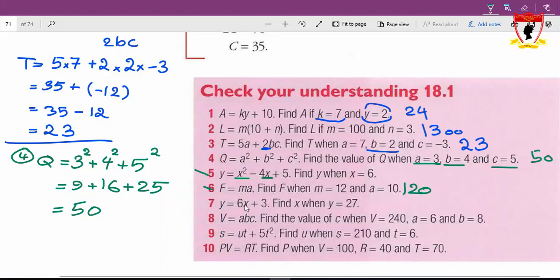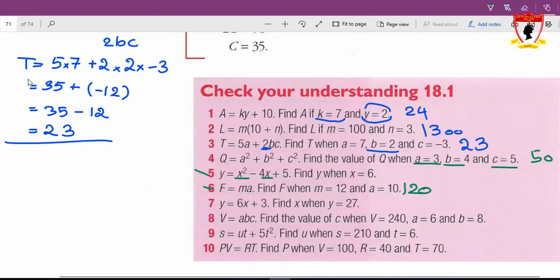Question 7, y is equal to 6x plus 3. Find the value of x. Question 7 is kind of different from the previous questions because this time the subject is given. The subject is the variable which is on one side alone. Now here T is the subject because T is on a side alone, and the other variables which are a, b, and c are on this side. So T is the subject.